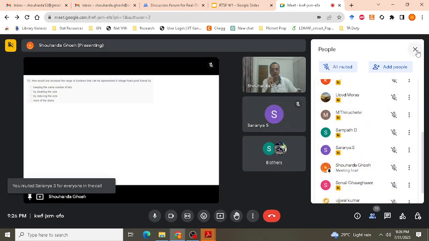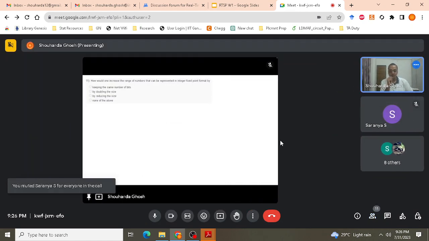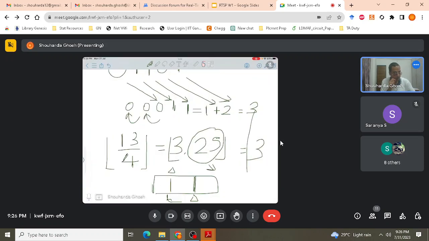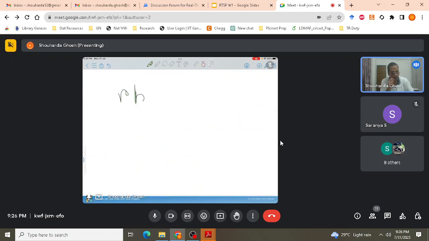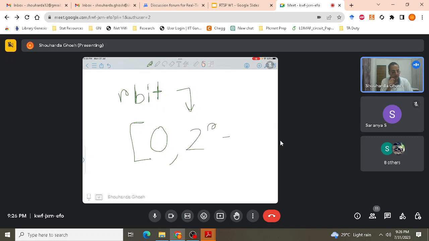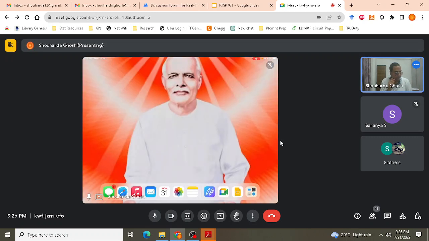Yeah. So basically, as I mentioned long back, when you have an r bit number, let's say unsigned, the same holds for signed as well, it will range from 0 to 2 to the power r minus 1. So if you double that, your size automatically doubles.